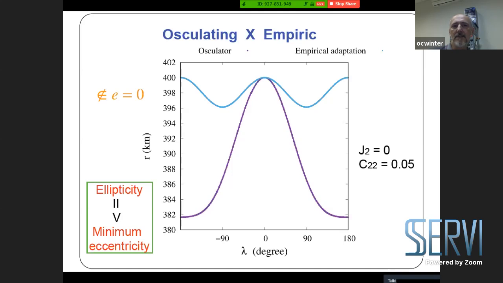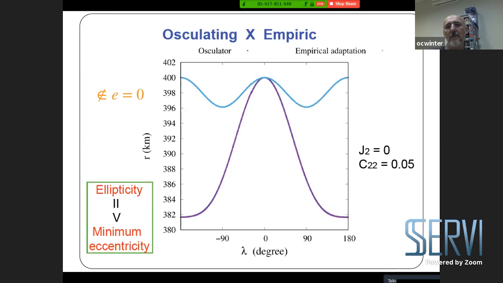A circular orbit does not exist around a body with ellipticity. So the ellipticity produces this minimum eccentricity. So in nature, usually when you think about rings and particles, they go searching for the minimum eccentricity. If possible they would be circular, but in this case, it's not possible to be circular.